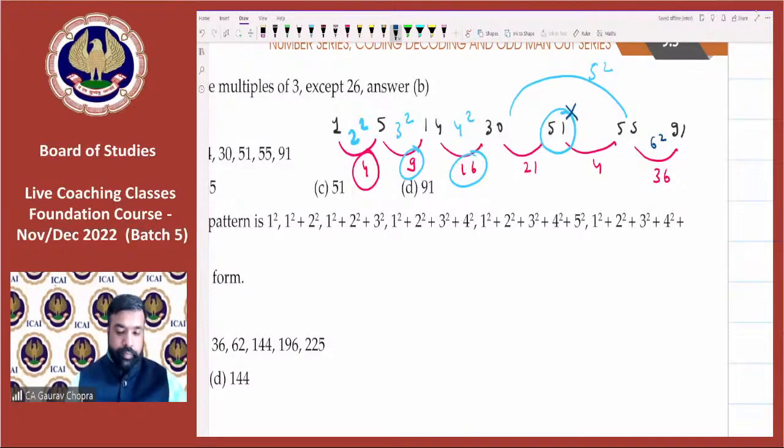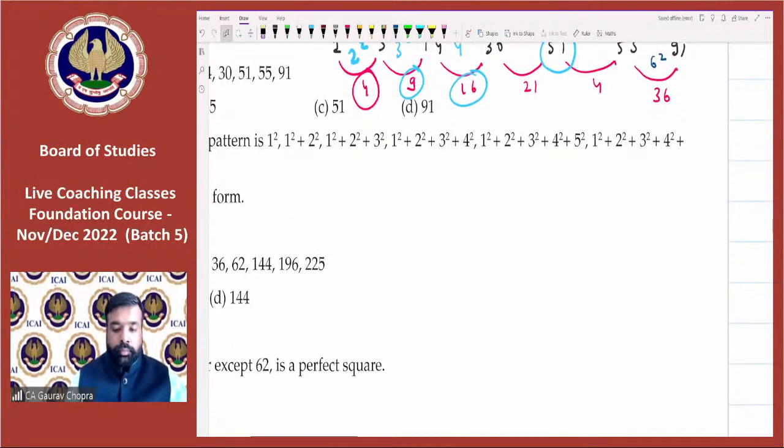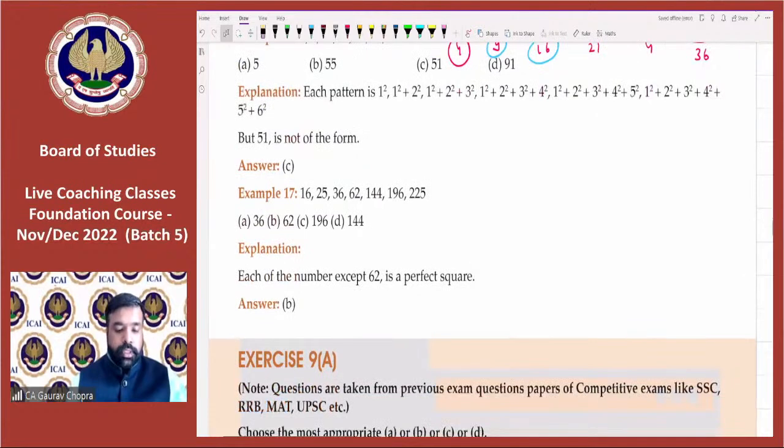All right. Then 17th one. 16, 25, 36, 62, 144, 196, and 225. Odd one out. So again, this is very, very simple.